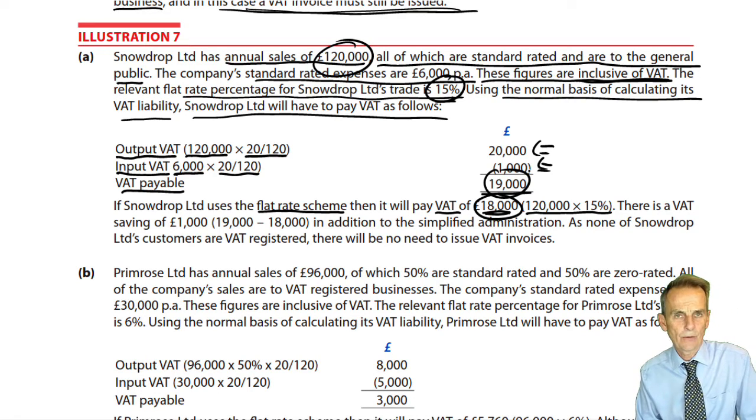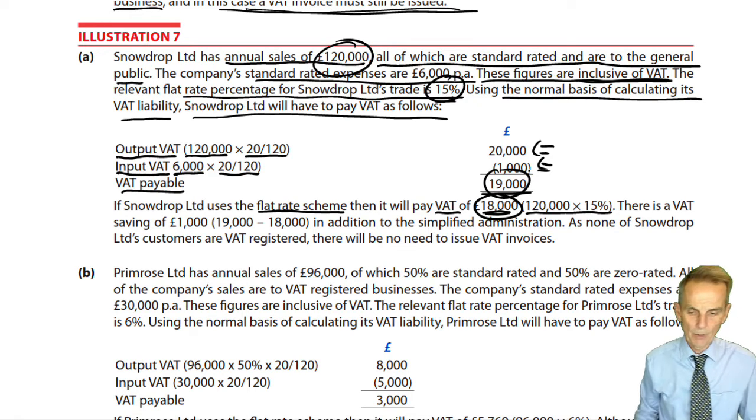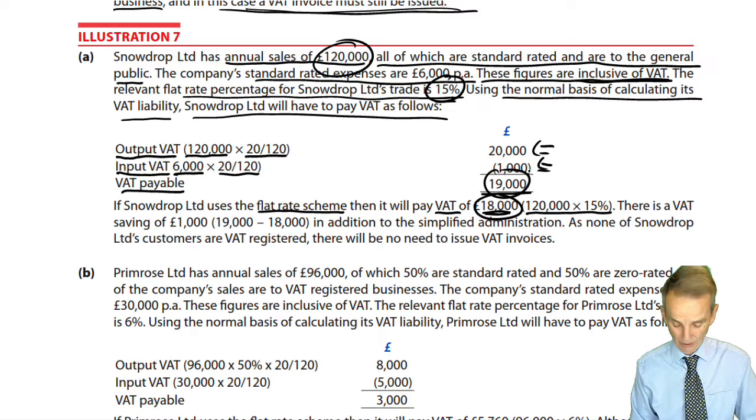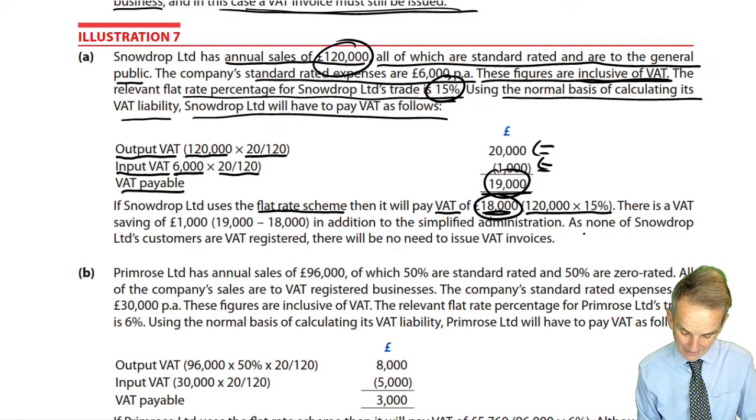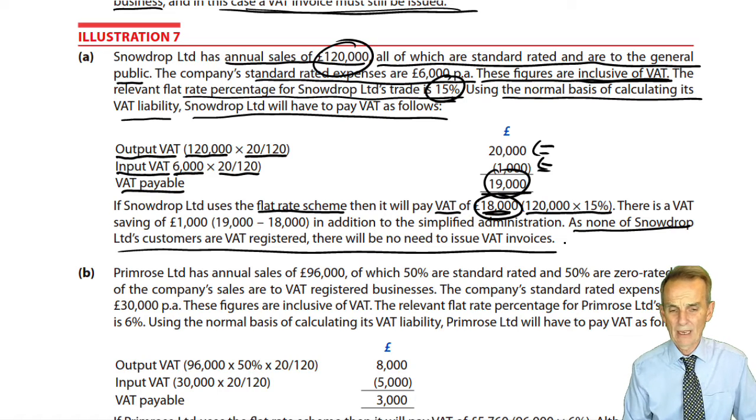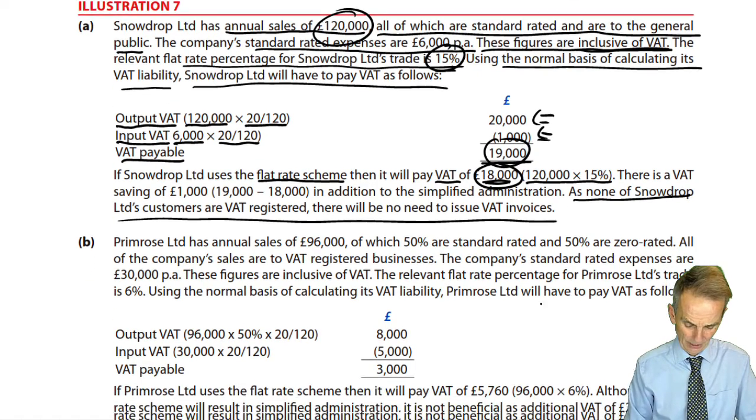In addition to the advantage, of course, of simplified administration, you don't have to spend time sorting out what amount of input VAT you've suffered on each individual expense item and whether each figure is recoverable in full or in part. We've simply got one single percentage calculation to do in relation to the VAT return period. Equally, as none of the Snowdrop Limited customers are VAT registered, there will be no need to issue VAT invoices. We don't have to do that. The individual customer, not being a VAT registered business, doesn't need it, so it simplifies the admin in terms of the sales procedure.